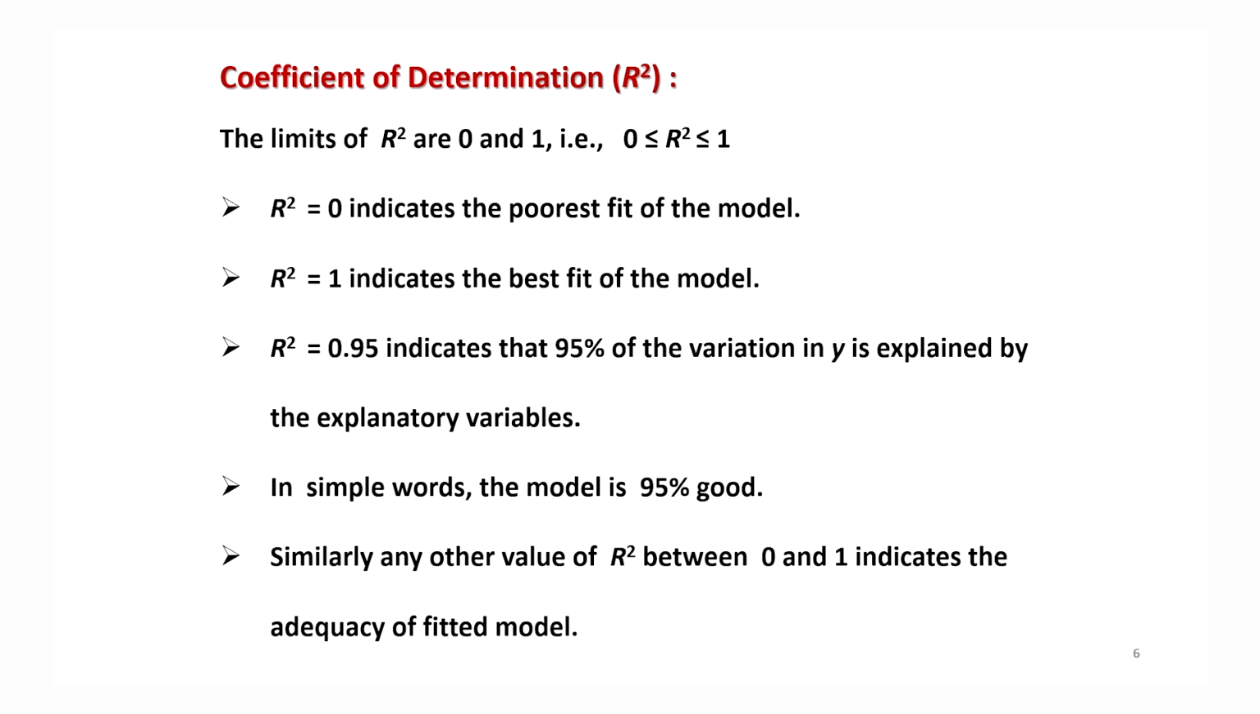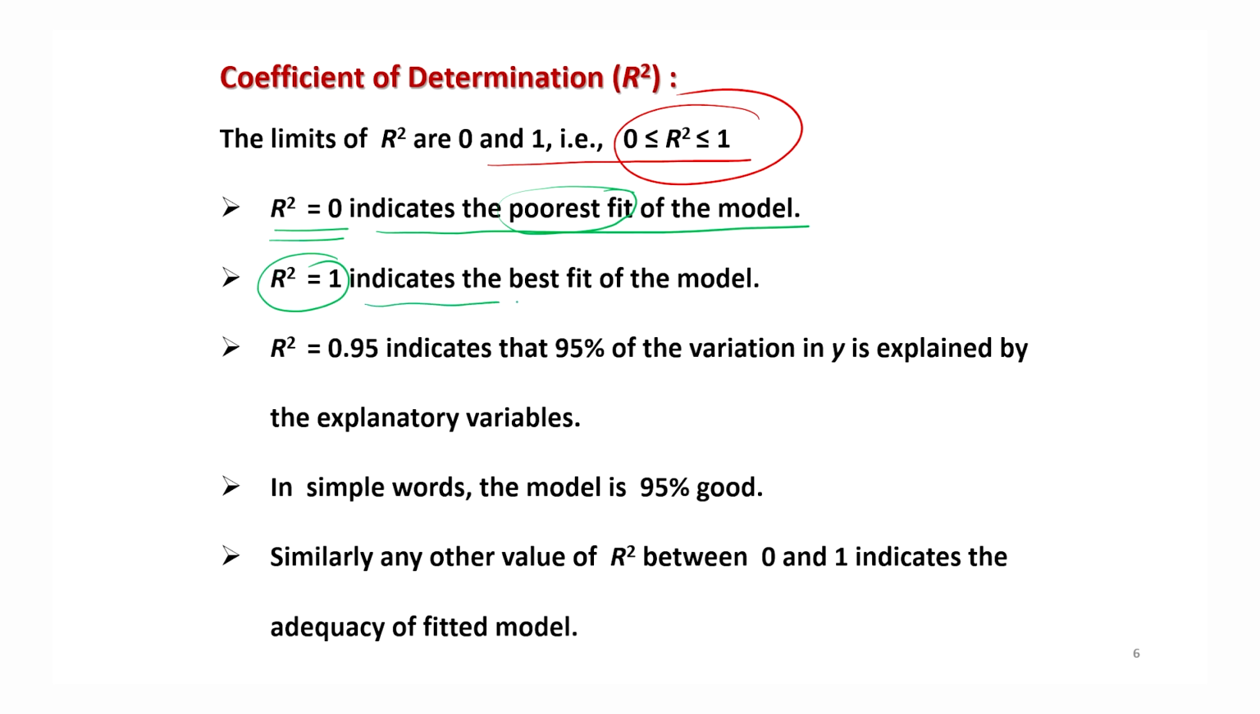Now, the limits of this R square are between 0 and 1, and it has an interpretation. That is what you always have to keep in mind, right? When R square is equal to 0, this indicates that the model has the worst fit. It is not well fitted at all. It is a very bad model, the worst model one can say. When R square is equal to 1, this indicates that this is the best fitted model.